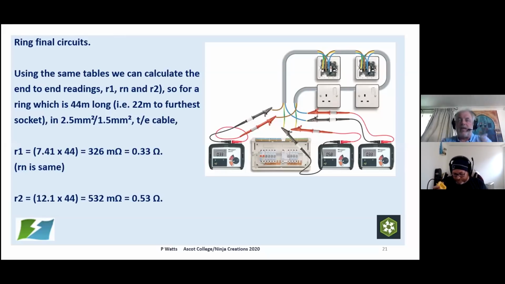And then we do our tests, and we can see from our test meters that we've got 0.33 for the line conductor, 0.33 for the neutral conductor, and 0.58 for the CPC. Okay, that's fine. Remember, there could be connections and stuff like that, so 0.58 is well within what we're expecting.